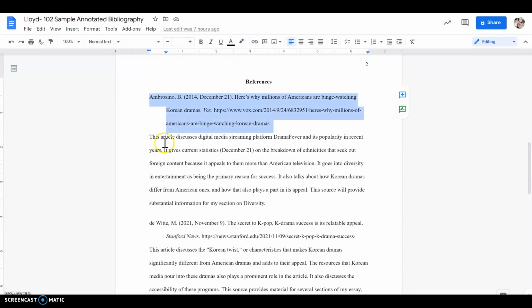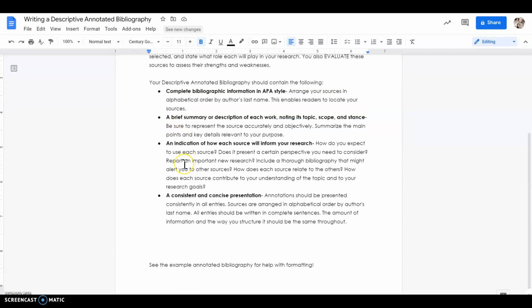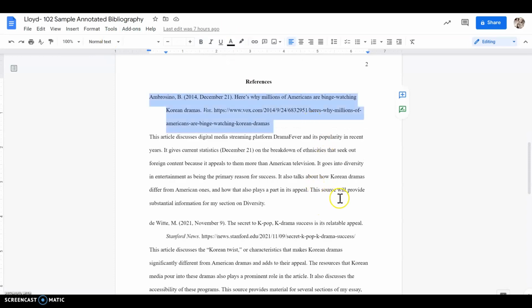So I said that this article discusses digital media streaming platform Drama Fever and its popularity in recent years. It gives current statistics on the breakdown of ethnicities that seek out foreign content because it appeals to them more than American television. It goes into diversity in entertainment as being the primary reason for success. It also talks about how Korean dramas differ from American ones and how that also plays a part in its appeal. Next I need to indicate how each source is going to inform my research. So I said that this source will provide substantial information for my section on diversity.